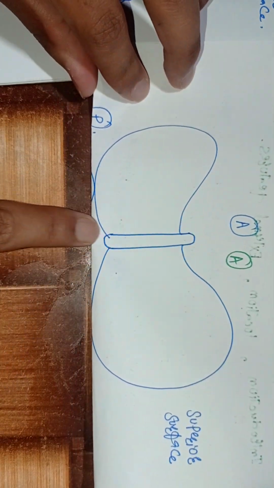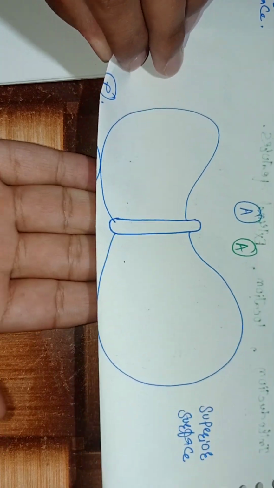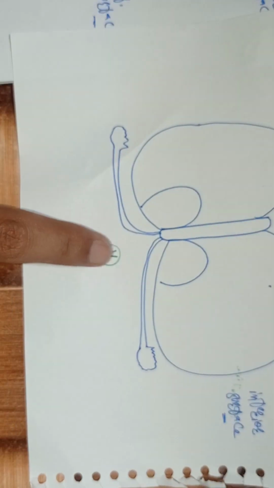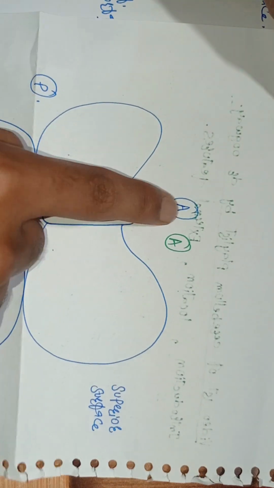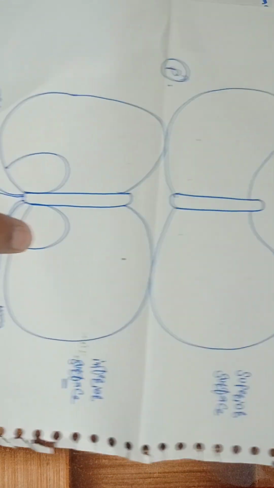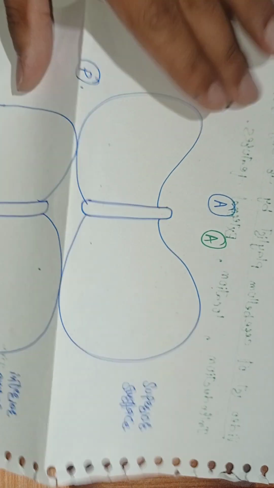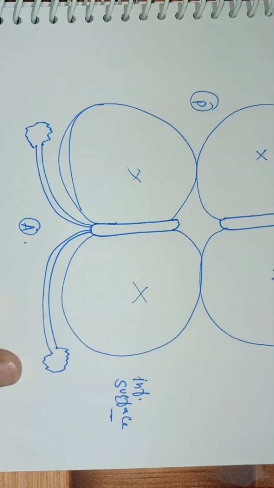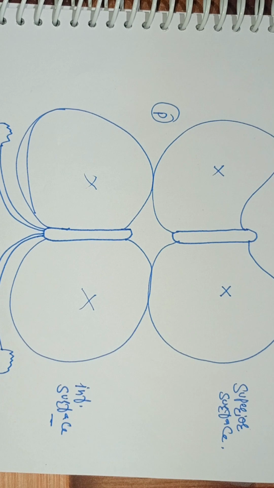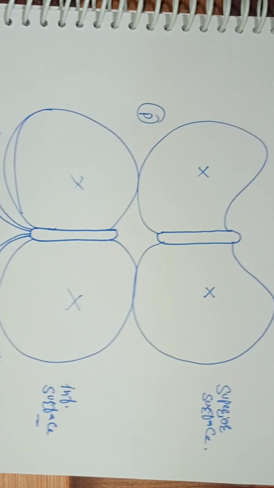So anterior, then we have the posterior. This posterior continues downwards, and this is the anterior. This anterior is actually below this anterior. This is the inferior surface, and this is the superior surface. So you got it? Superior and the inferior surface of the cerebellum.